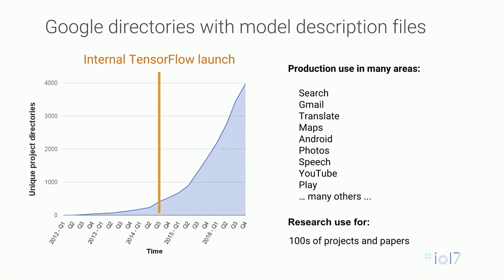So inside Google, TensorFlow is very popular. This is a graph of directories inside Google with model description files in it, which is to say, this is like a little piece of machine learning that we have inside our main Google repository. And you can see TensorFlow launched in Q3 2014 internally. We actually had another system before this. It was called DistBelief. DistBelief was great. It wasn't quite flexible enough for the kinds of projects that we wanted to do.